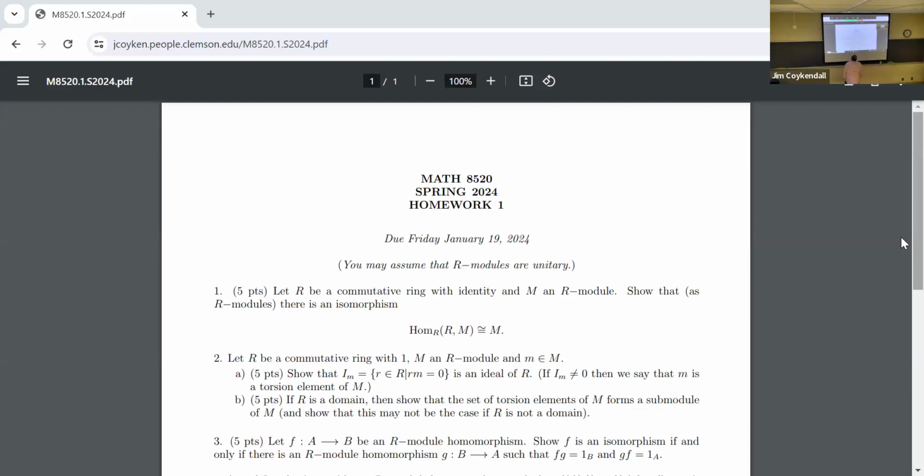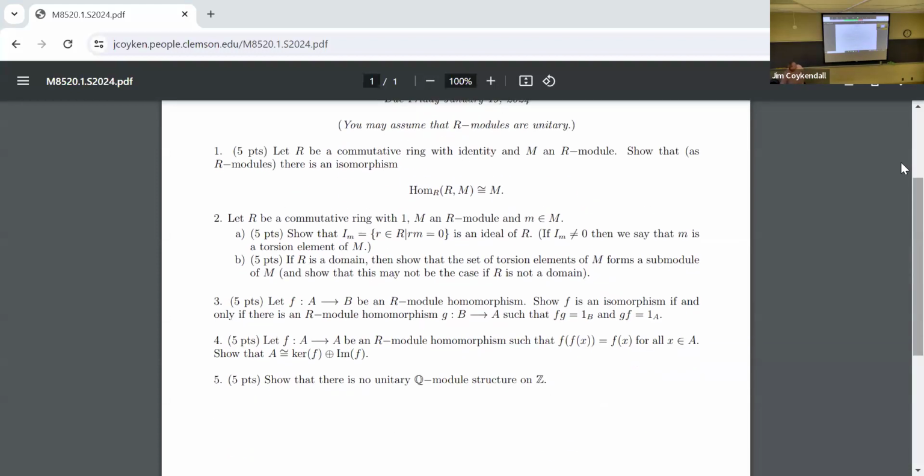The first one: show that if R is a commutative ring with identity and M is an R module, then as R modules there's an isomorphism between Hom_R(R, M) and M. So recall what this means. M is an R module, and R is, of course, an R module over itself, right? So the R module homomorphisms from R into M are isomorphic to M. That'll be useful, and we'll use this later in the course as well.